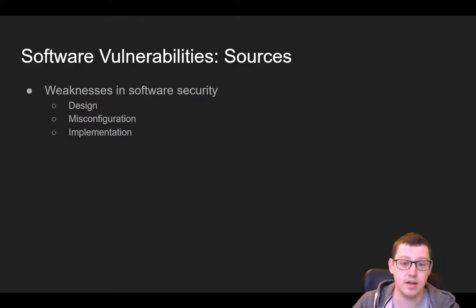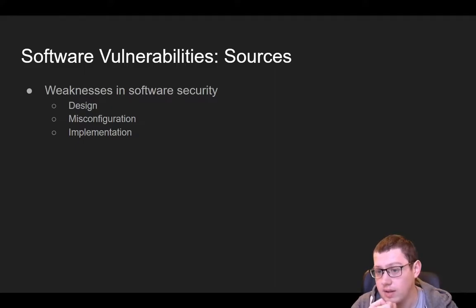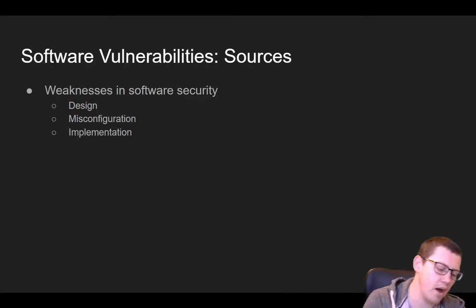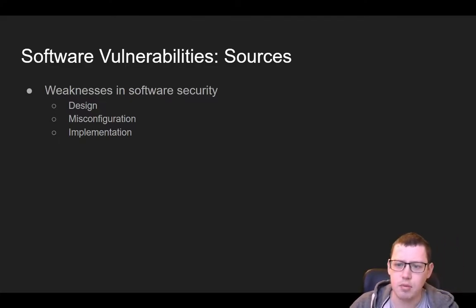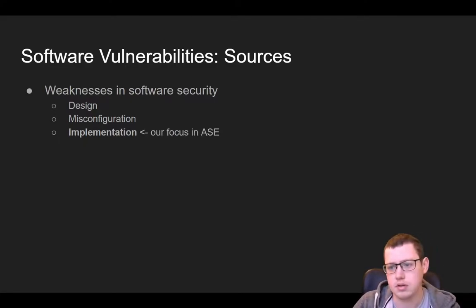Okay, so like I said, this is a bit of a recap. This slide was in the last video I released. Software vulnerabilities are generally weaknesses in software security. They generally come from either design problems, misconfiguration problems, or implementation problems. We're going to be focusing on implementation problems during this module.